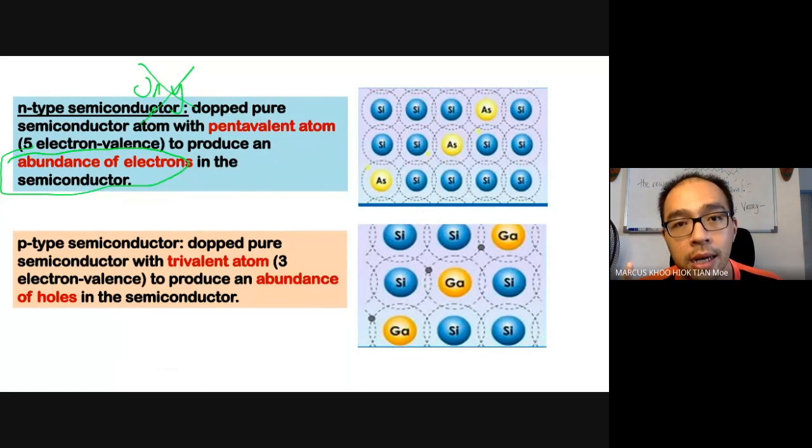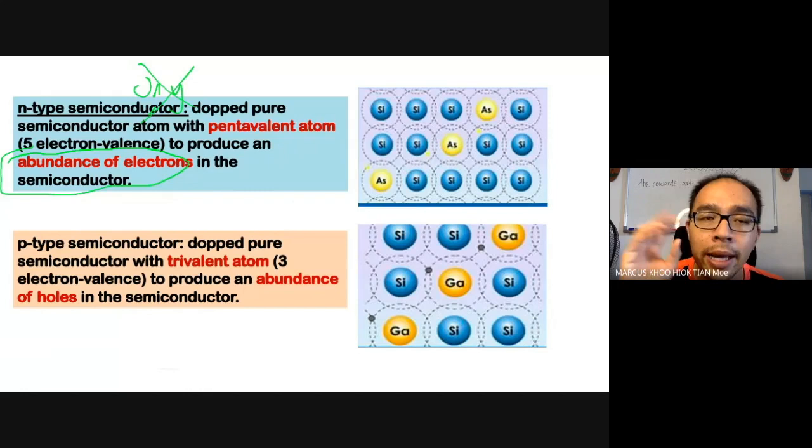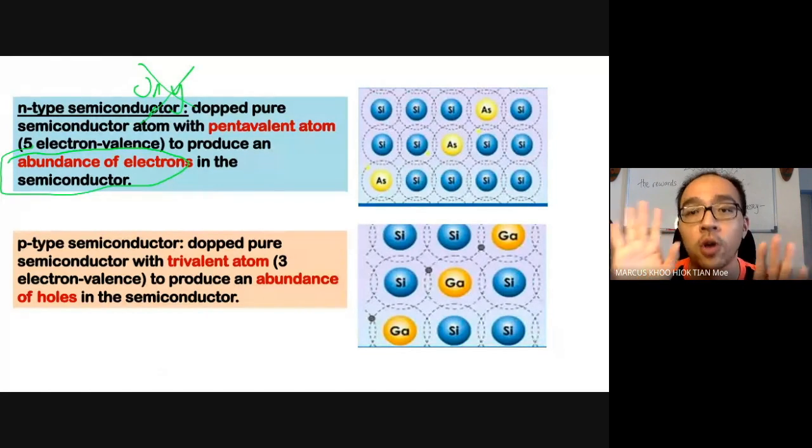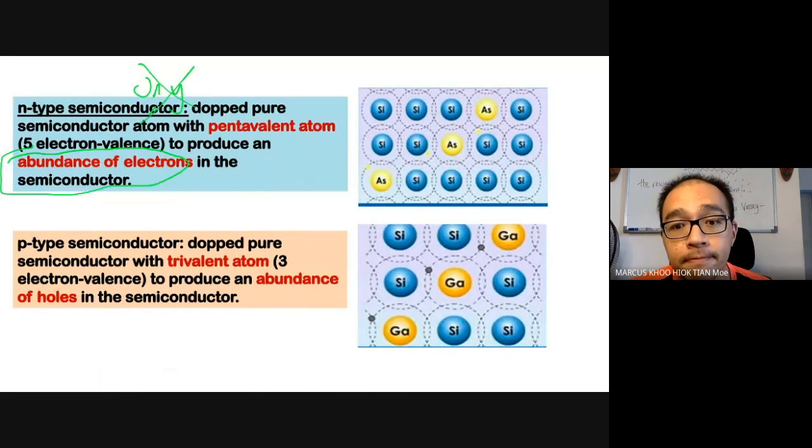The reason I wanted to point this out is that one of the biggest mistakes students always make is assuming that an N-type semiconductor has only electrons. Not true. Both semiconductors have holes and electrons. It's just that one has more electrons, and the other has more holes.